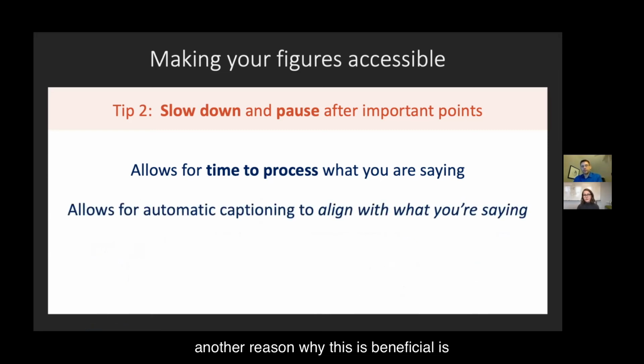Another reason why this is beneficial is that slowing down really allows for automatic captioning time to align with what you're saying. All too often, if you have somebody who is relying 100% or mostly on the automatic captioning and you're talking too quickly, the captioning ultimately just jumps around trying to catch up. And so what the person is left with is just a lot of words that kind of make sense, but not really. So they're going to have a lot harder time following along if you're talking too quickly.